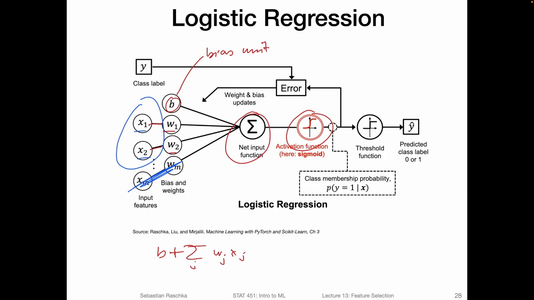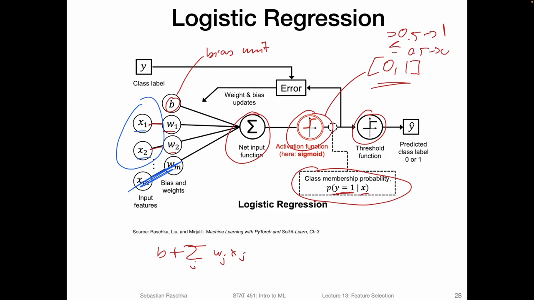It's sometimes also called the logistic sigmoid. We don't have to dive into too many details here, but one thing I can tell you is that this is outputting a value between 0 and 1, and this can be interpreted as a class membership probability that denotes the probability that a certain data point belongs to class 1, given the observed features. And then we can apply a threshold function, and if the value between 0 and 1 is greater than 0.5, we may output class 1, and if it's smaller or equal to 0.5, we can output class 0. And this is how it makes the class label prediction, the binary prediction that we've seen in the previous slide.